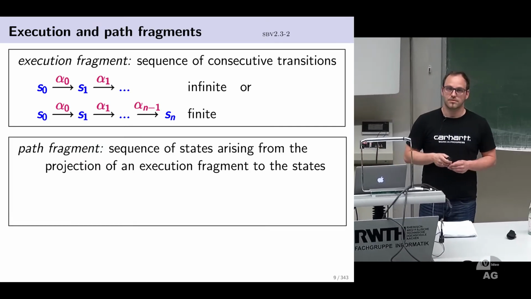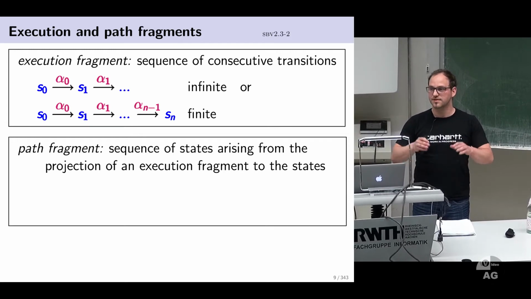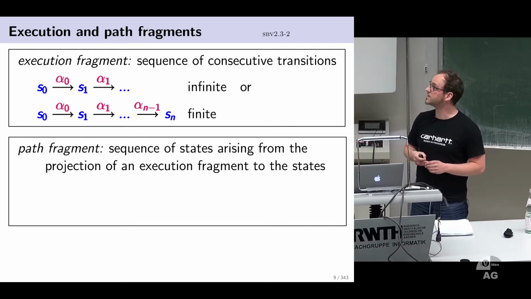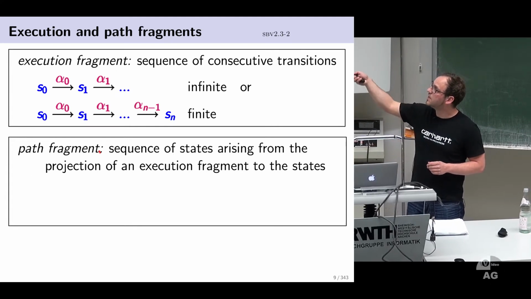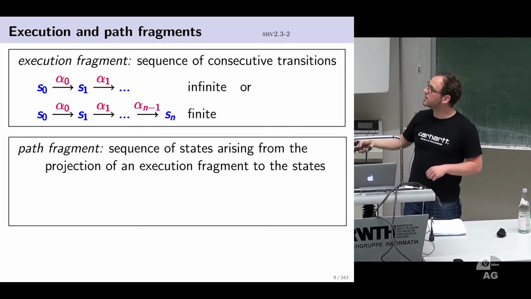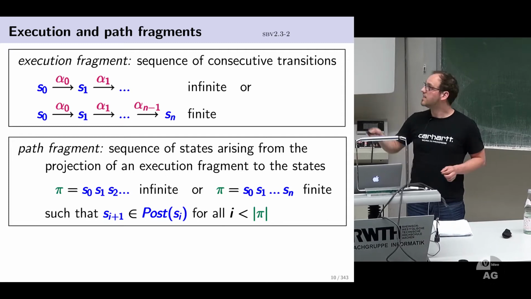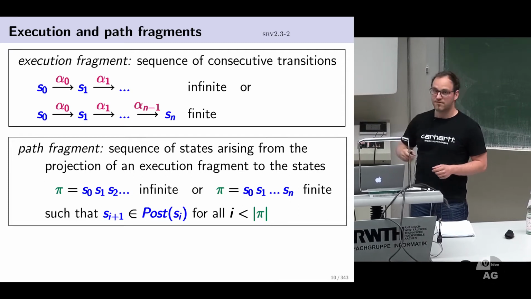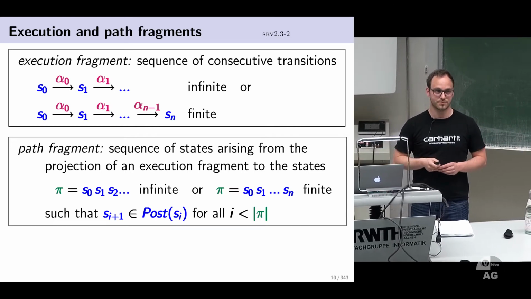Okay, but as I've told you, when we're talking about properties, we're going to abstract from the actions along the transitions. So what we're going to do is project execution fragments to path fragments. We're just going to drop all the actions in between and just look at paths as sequences of states that are connected via the transition relation in our transition system, or state graph if you want to.